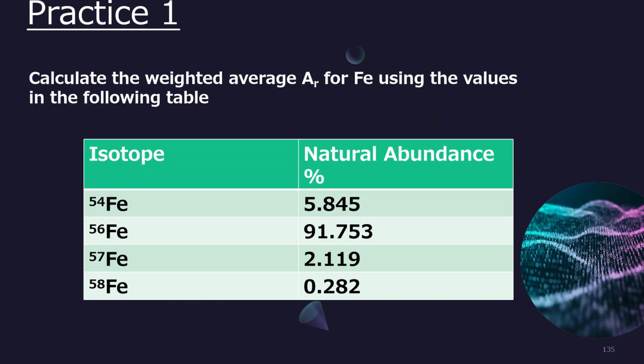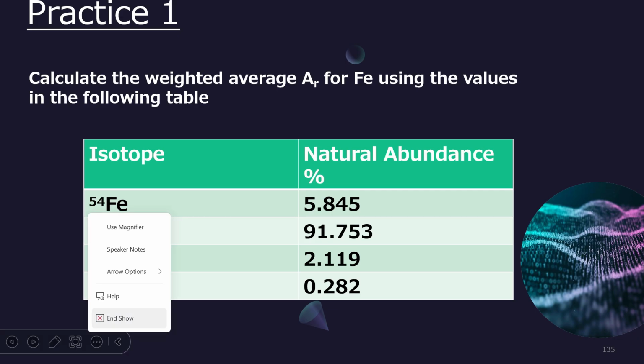So let's do some practice. Calculate the weighted average, AR, of Fe. Fe is iron, using the values in the following table. We've got 4 stable isotopes, iron 54, iron 56, iron 57, iron 58, and natural abundances from 0.282 up to 91.753. You can look at this, pause the video, try it yourself. And then I'm also going to write my solution. I'm going to go to a whiteboard.